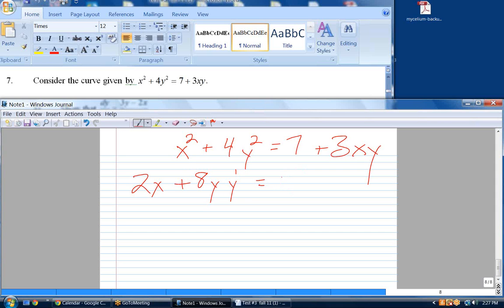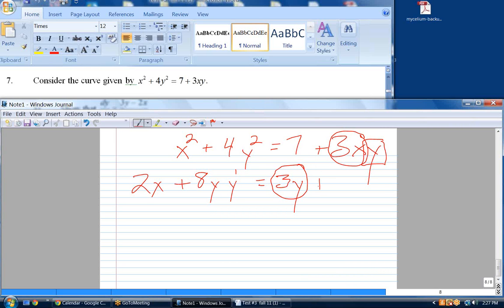Plus 3y. In other words, the first step of the product rule is the derivative of that times that. That's 3y. We're not yet taking the derivative of y, so I don't have to follow it with a y prime. This first step was strictly the derivative of 3x times y.